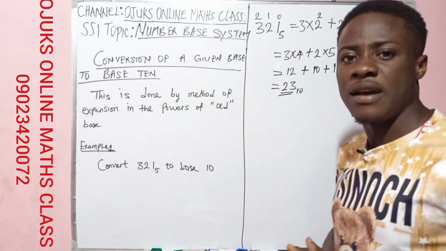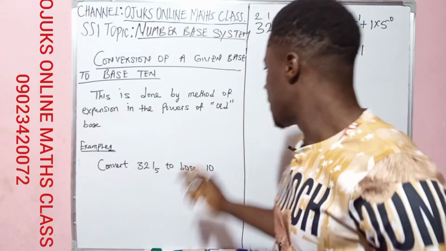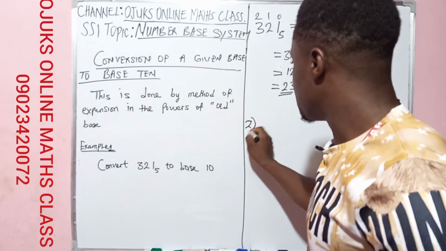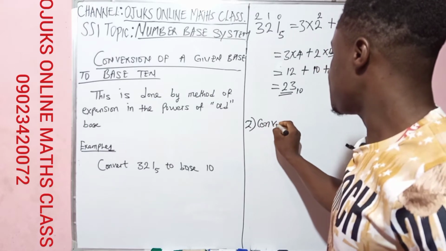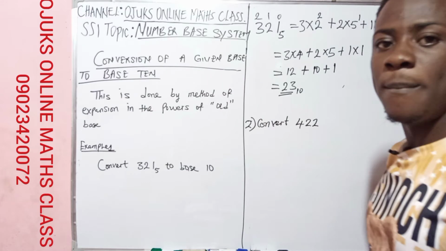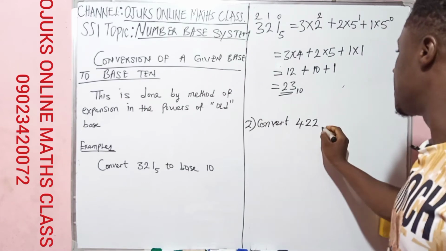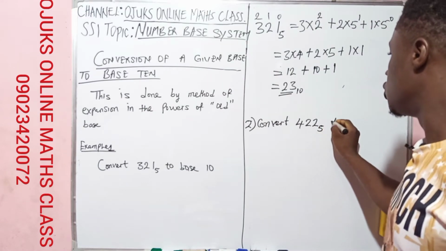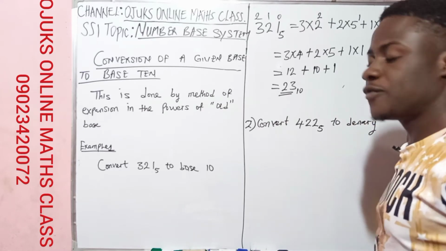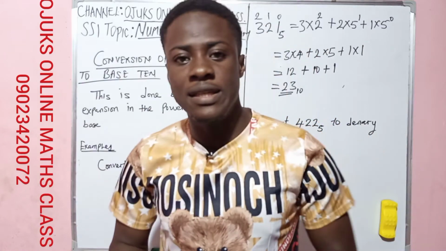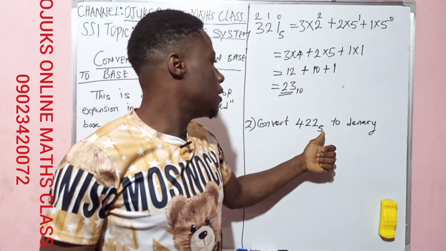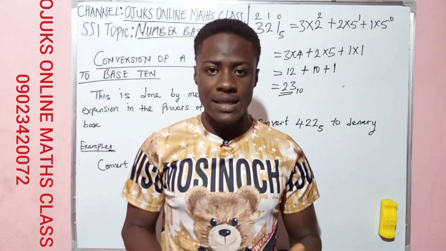Okay, let us observe some other examples. Let us look at number 2: convert 422, a number in base 5, to denary. Remember, another name for base 10 is the denary system. How do you convert 422 base 5 to denary?